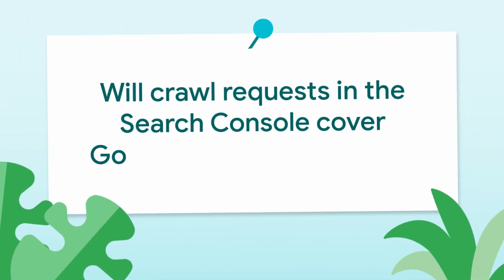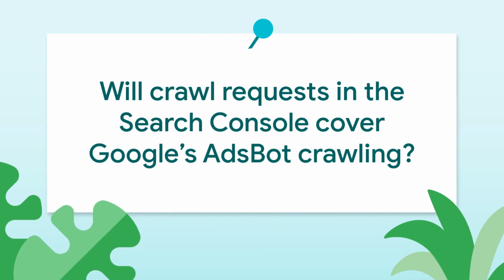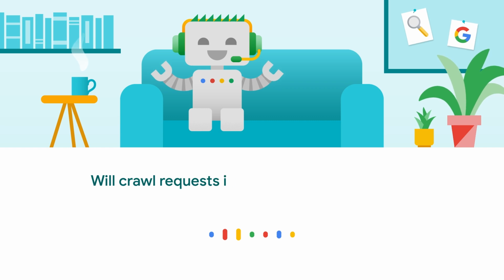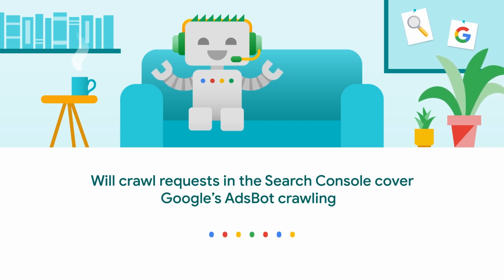Ellen asks, will crawl requests in the Search Console cover Google's AdsBot crawling? Because we notice some examples provided by the Search Console crawl request are product URLs from Merchant Center. Hi, Ellen. And yes, the crawl stats in Search Console include AdsBot as well. You should see it listed separately in the Googlebot type section. This is included here because AdsBot uses the same infrastructure as Search Googlebots, and it's limited through the same crawl rate mechanisms.